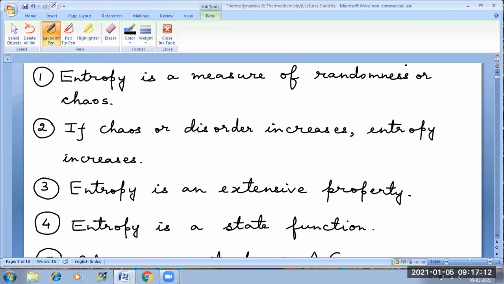Entropy is an extensive property. That is, it depends on the number of moles present, the quantity of matter present. So the more the quantity of matter, the more will be the entropy. If I have more amount of gas, then the entropy will be more. If I have less amount of gas, the entropy will be less. Entropy is a state function, so the change in entropy will just depend on the initial and final states of the system. I don't have to take into account what the path has been.